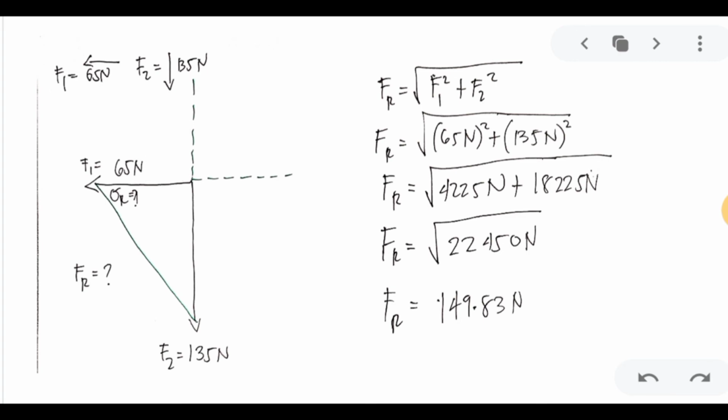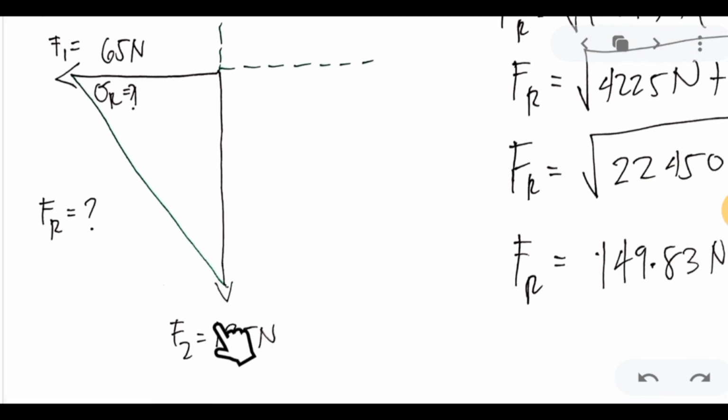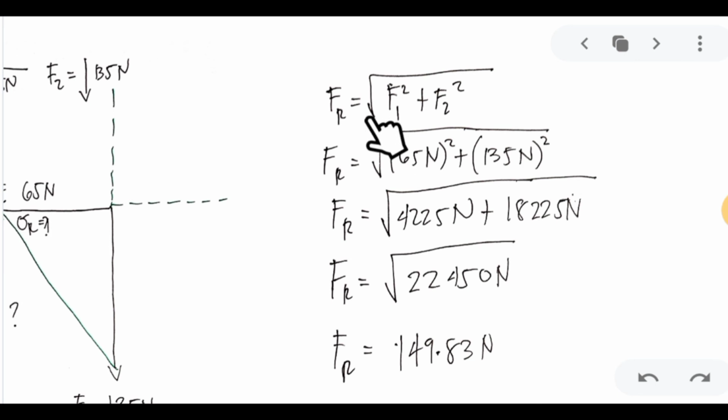Okay, so if you will plot that on a Cartesian plane, this is the F1 going to the west, 65 Newton. Going to the south, that is 135 Newton here. So we have to find the resultant force. To find the resultant force, that is the equivalent to square root of F1 squared plus F2 squared. The value of your F1 squared is 65 Newton, then square that.